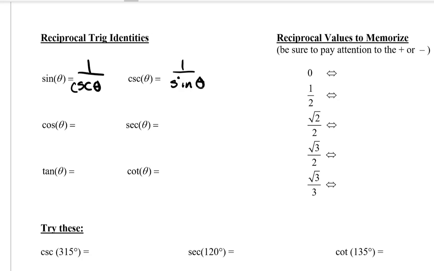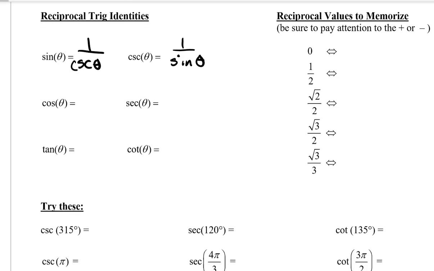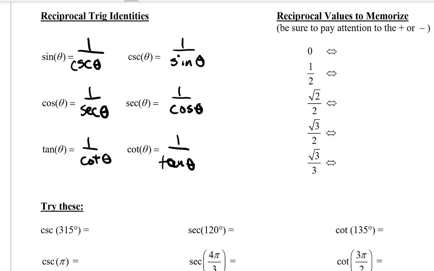And just like sine and cosecant, we've got cosine and secant. They are also reciprocal identities. So if we know what secant is, then we can find its reciprocal to find the cosine, and vice versa. Now, tangent and cotangent are always the easy ones because they pretty much sound like one another. So tangent would be 1 over cotangent, and again, don't forget the theta, and then cotangent's reciprocal would be 1 over tangent of theta.